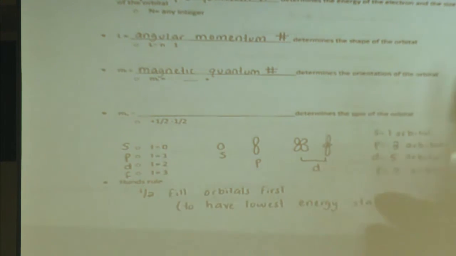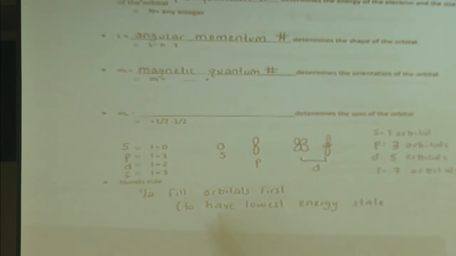When L equals 0, what kind of orbital do you have? S. When L equals 1, P. When L equals 2, D. And when L equals 3, it's an F orbital. Have a general idea of how these orbitals look. Like I said, don't spend hours memorizing little bubbles, but have a general idea. S is 1 sphere, P orbital is 2 spheres, D is 4 spheres, that kind of thing.